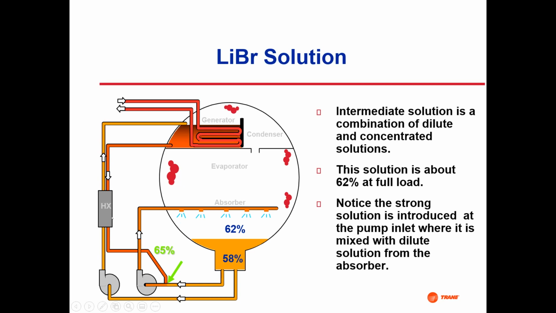But so that strong solution comes down and it's introduced with some weak solution at the suction of the pump that's then pumping up to the absorber spray tree. And so the 62% is the result of mixing 65% and 58%, which then gets pumped up here and sprayed out into the absorber to put the refrigerant, the water, back into solution with the lithium bromide.